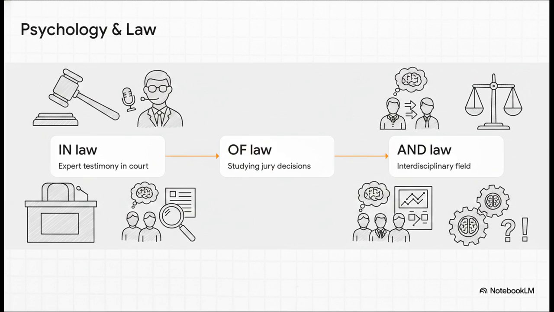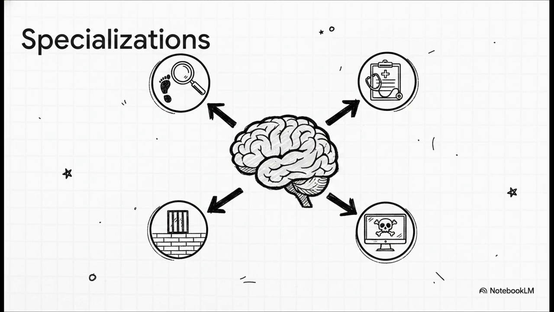And finally, psychology and law, which is the broader interdisciplinary field where both sides work together to understand human behavior, intent, and even eyewitness reliability. Because the legal system is just so massively vast, forensic psychology has fractured into all these specialized disciplines to handle it all. You've got criminal profiling and investigative psychology directly assisting the police.